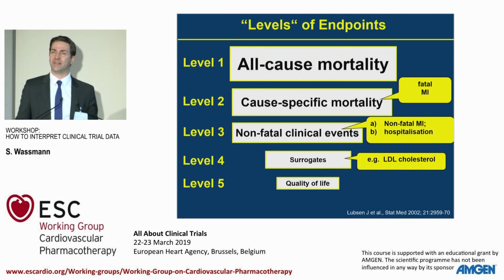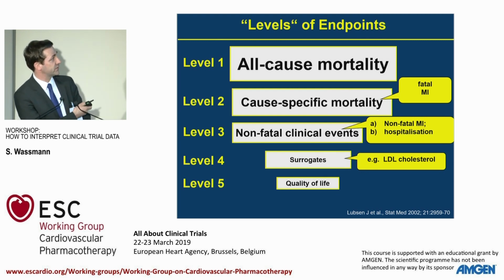Okay. Now we have levels of endpoints. Level 1, all-cause mortality. That's always the purest thing. You count dead bodies. That's basically what you do. Can you improve survival? You know that we have this in heart failure trials. It's very, very difficult to show differences in all-cause mortality in trials with, let's say, ischemic heart disease, for example. But this is obviously the hardest endpoint we have.